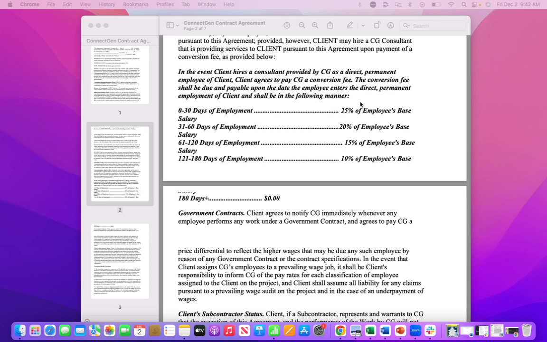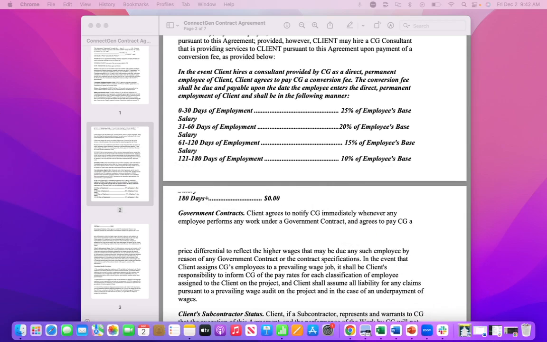This is the basic conversion fee that I set up. From 0 to 30 days, if our client wants to convert our candidate, our employee, to their payroll, they will pay us a 25% fee of the employee's salary. Going down the scale, 31 to 60 days would be a 20% fee, 61 to 120 would be 15%, and 121 to 180 days would be 10%. After 180 days, there's no fee earned, or we don't ask for a fee. So that's the first example.